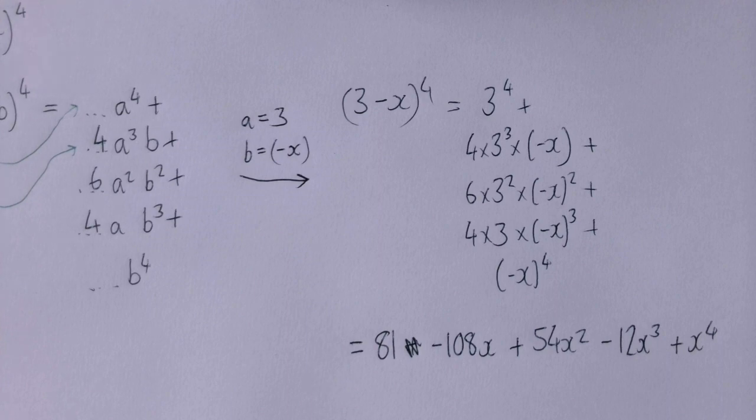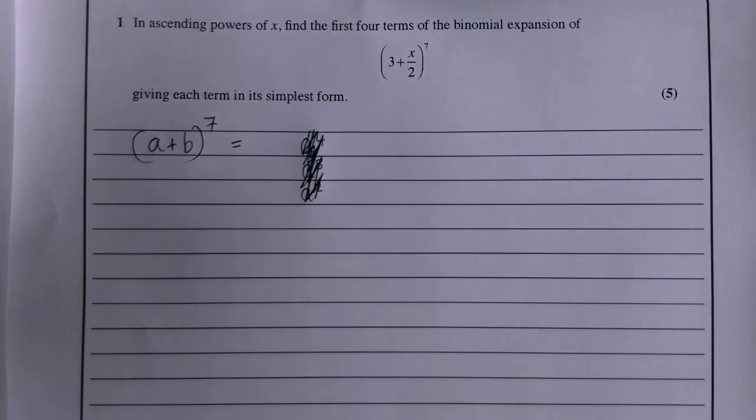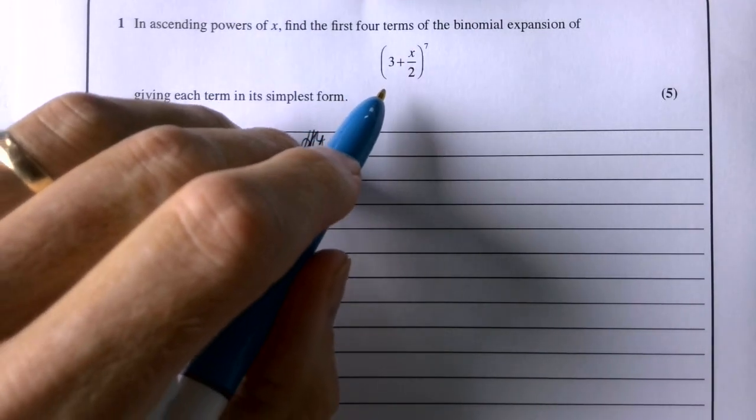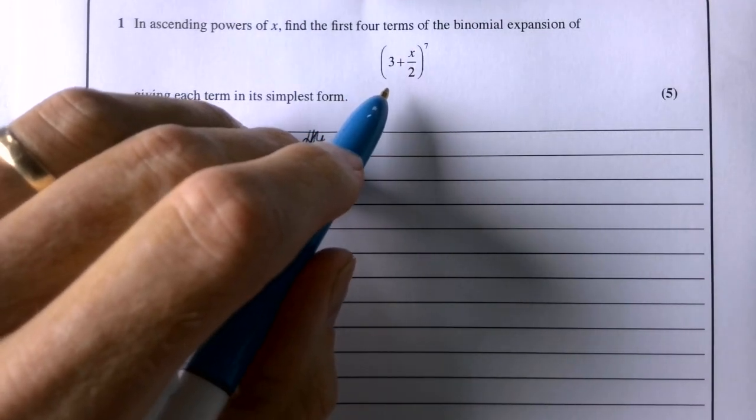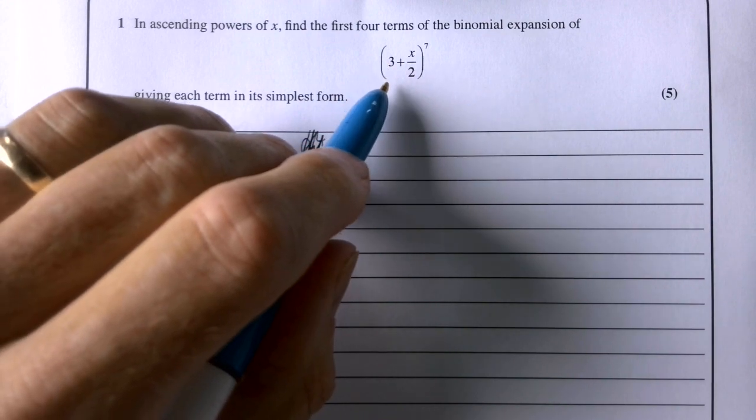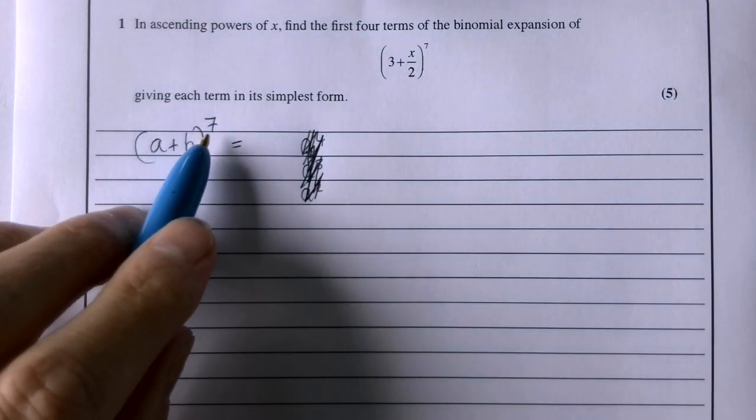Let's have a look at the two questions from the past papers then. Okay, so I'm going to do the question from paper 2 first, which is the easier of the two. This expansion, I'm going to start by doing a plus b to the power of 7.